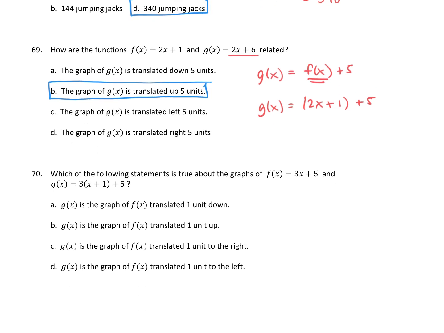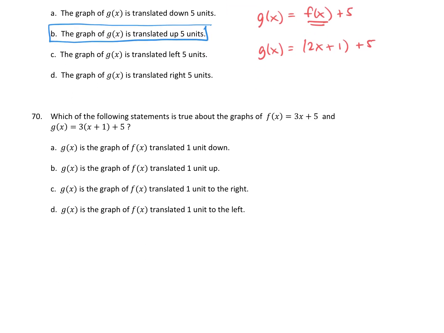All right, number 70, which of the following statements is true about the graphs of f of x equals 3x plus 5 and g of x equals 3 times x plus 1 plus 5? So what I want to point out is, can we notice how the function changed? So it was a 3, here's your 3, x, well, it's no longer just an x, now it's an x plus 1. And then your plus 5 is still your plus 5. So here is the change right there, x plus 1.